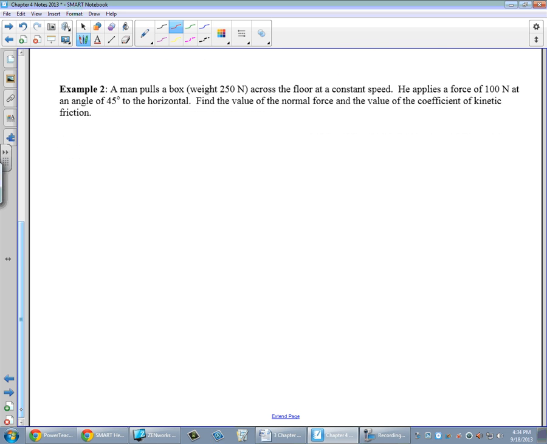Let's try example 2. A man pulls a box across the floor at a constant speed. He applies a force of 100 newtons at an angle of 45 degrees to the horizontal. Find the value of the normal force and the value of the coefficient of kinetic friction. So this is basically the same problem. Let's see if you can figure it out along with me.